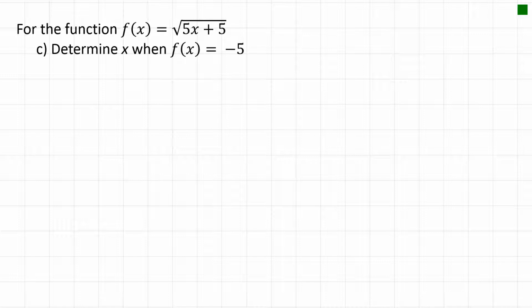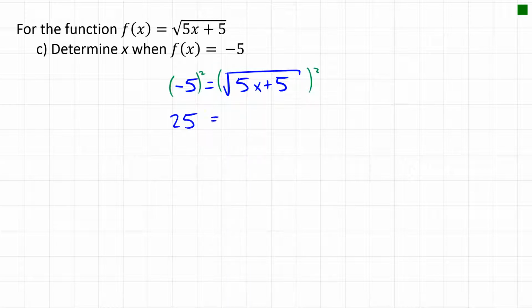Lastly, we're going to find the value of x when the function is equal to -5. So it'd be -5 is the square root of 5x plus 5. And we'll go ahead and solve this equation. Square each side. So it'd be 25 on the left and 5x plus 5 on the right.